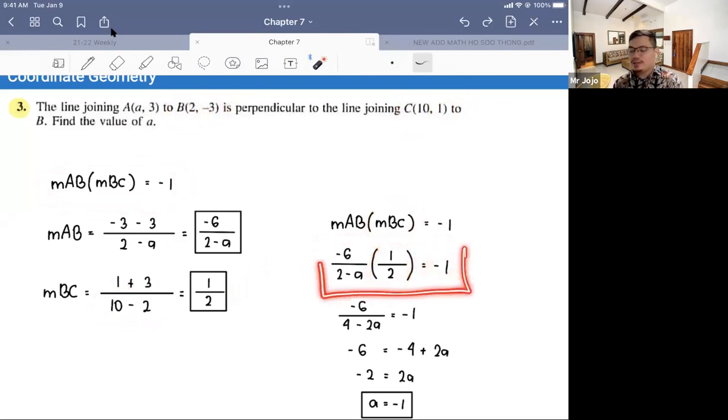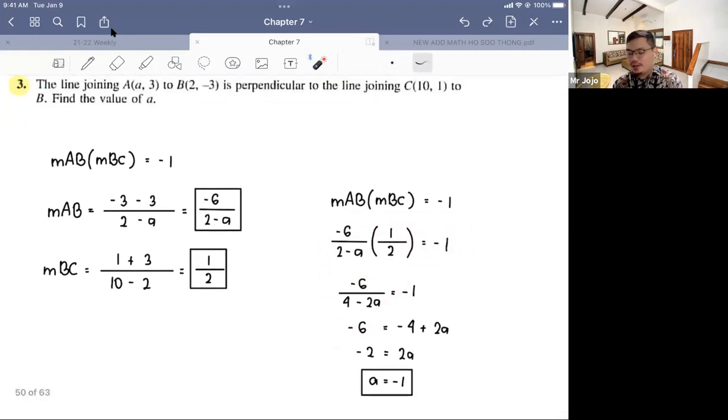So class, this is your equation to start solving for a. Just multiply these fractions. You'll get -6 over 4 minus 2a equals -1. Of course, the shortcut here is to cross multiply this to -1, so you'll get -4 plus 2a. Following? And then you bring down -6. Solving for a, a is equal to -1.